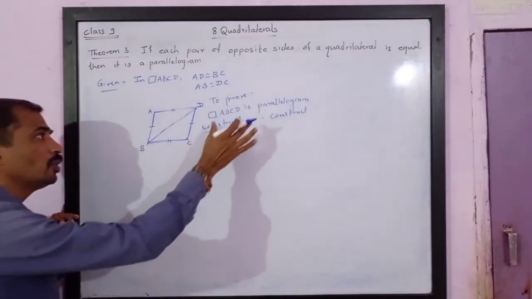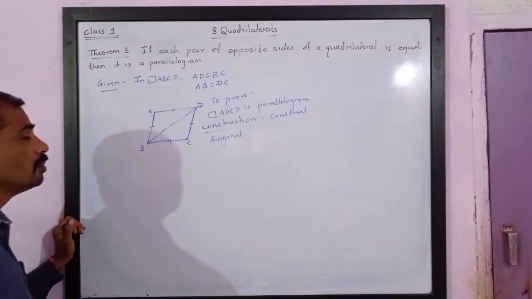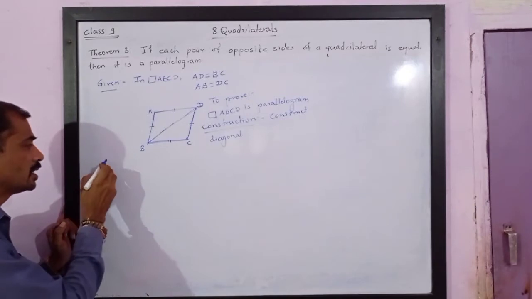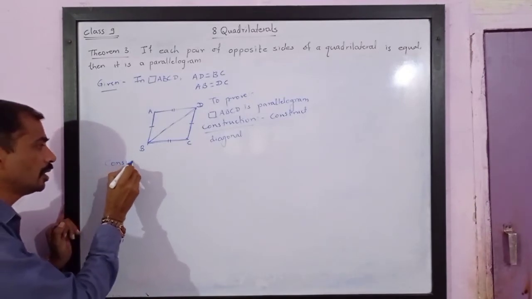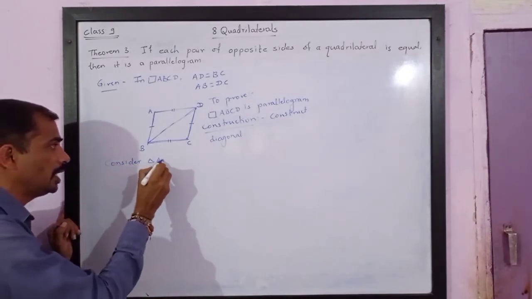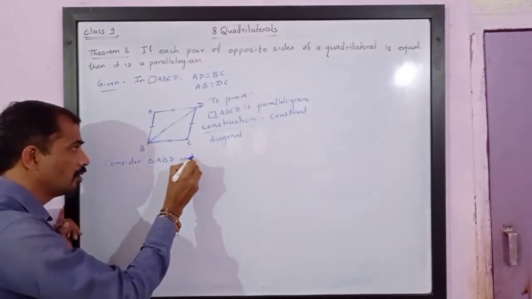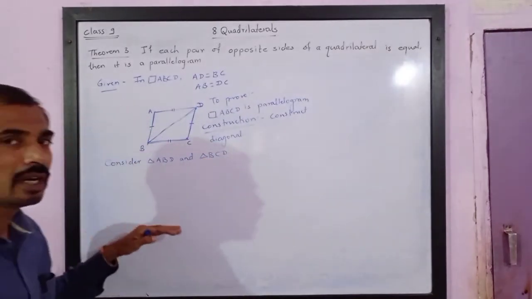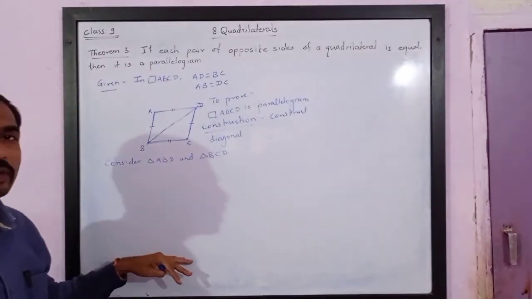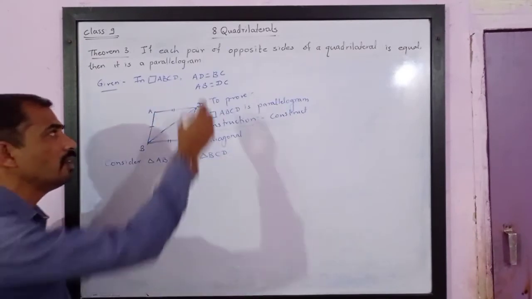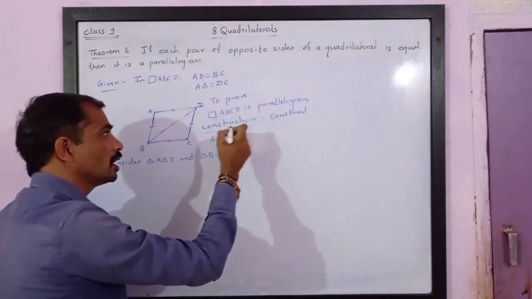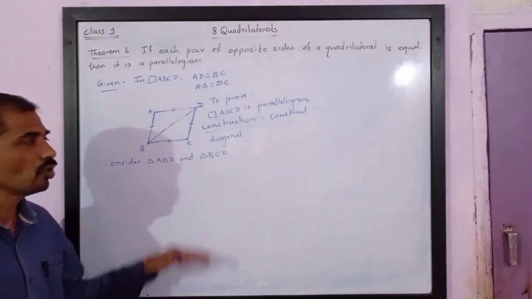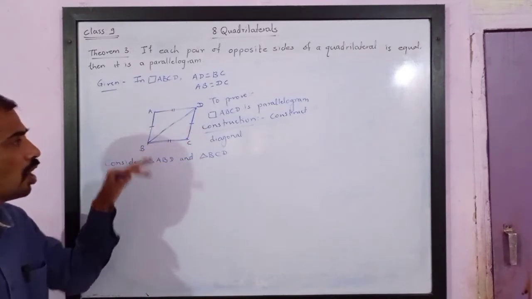Now, in order to prove that quadrilateral ABCD is a parallelogram, we need to prove that opposite sides are parallel. What do we do? We consider two separate triangles: triangle ABD and triangle BCD. See, proofs of theorems were not there up to 8th standard. From 9th onwards you will have them. You need to represent it in this way only. The given part gets a half mark, the construction part gets a half mark, and certain steps get half a mark each. So it must be represented in this order only.